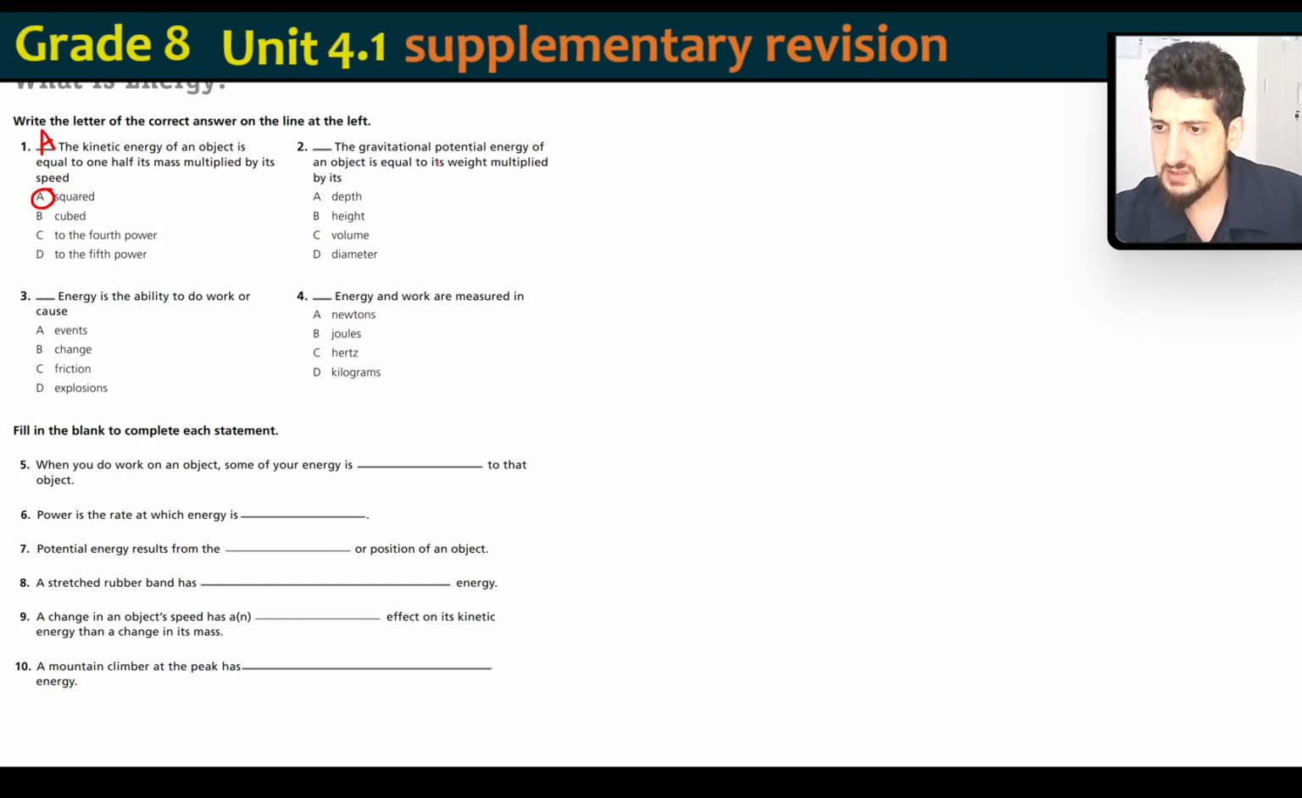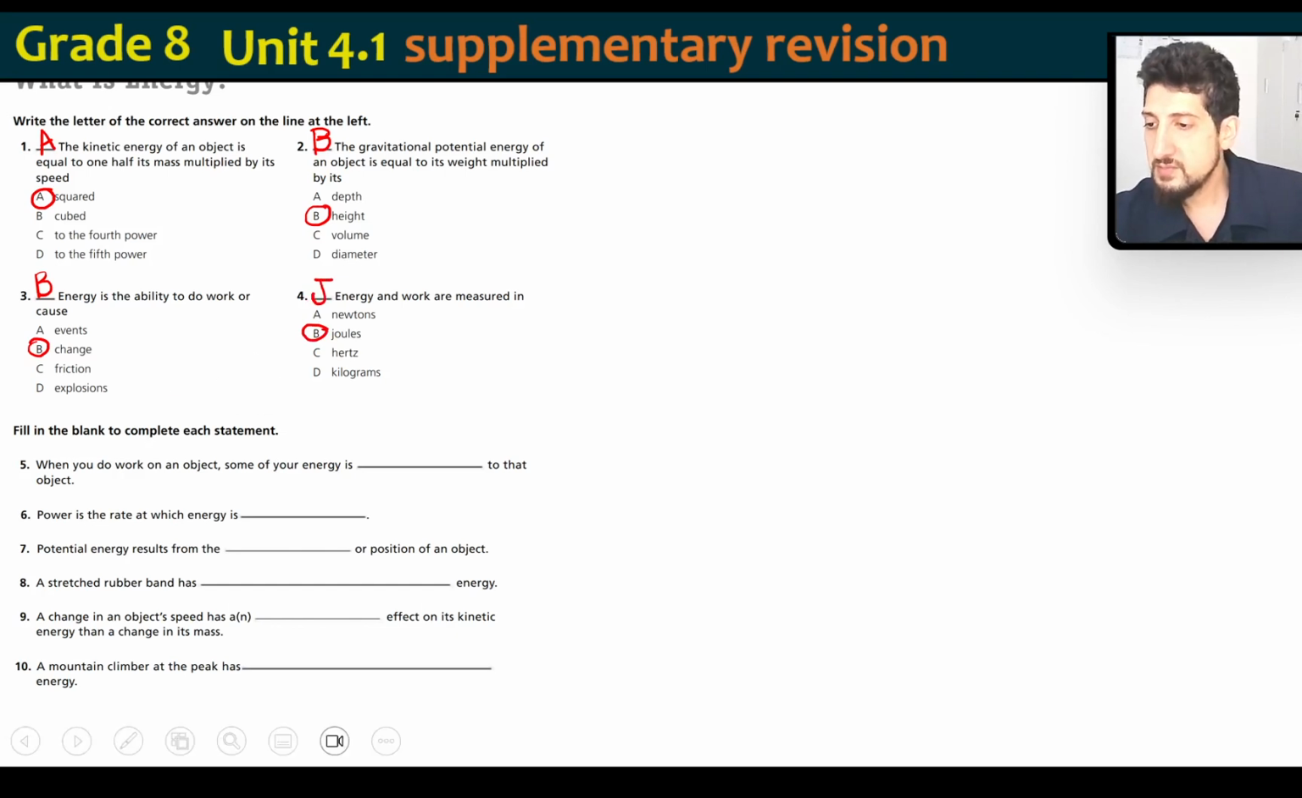Okay, next, number 2 says the gravitational potential energy of an object is equal to its weight multiplied by its height. So I'm circling it, but I'm also adhering to the rules by actually writing the letter. Number 3 says energy is the ability to do work or cause change. We could not cause any change or do work without energy. If you're finding this lesson a little bit tricky and difficult, please go back and watch the original video, which I will leave in the description below. Number 4 says energy and work are measured in joules.